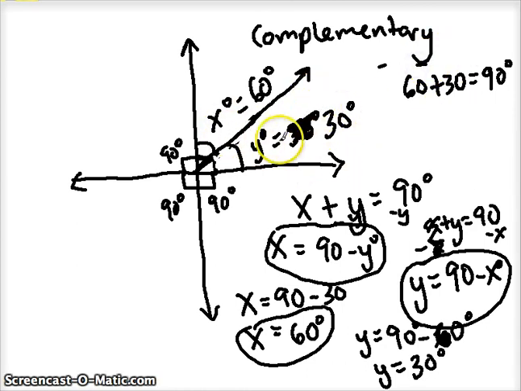So that is the angle addition postulate for both supplementary pairs and complementary pairs. It doesn't matter how we break it up.